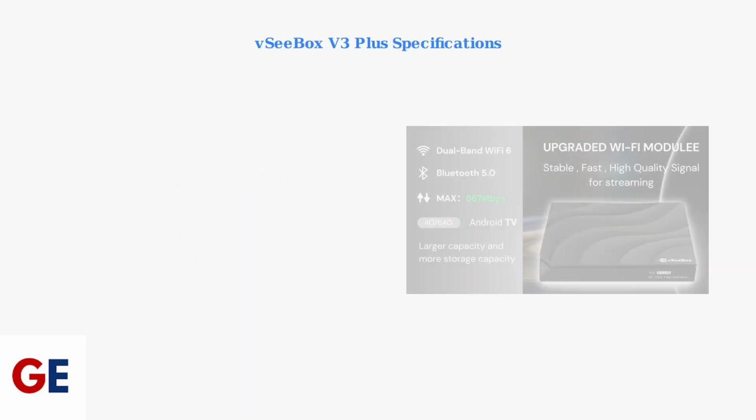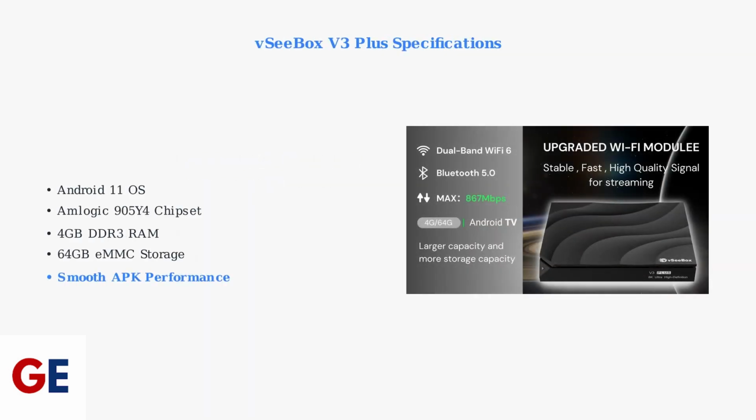The VSeeBox V3 Plus is well equipped to handle APK installations with its Android 11 operating system, MLogic 905Y4 chipset, 4GB of RAM, and 64GB of storage. These specifications ensure smooth performance for all your installed applications.